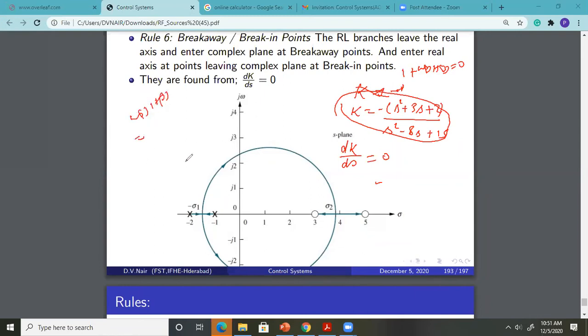Quickly, k, how many zeros are there? One is at 3, so it will be the factor s minus 3. Another is at 5, so it's s minus 5. And how many poles are there? One at minus 1, so it will be s plus 1. Another pole is at minus 2, so the factor will be s plus 2. So this is G(s)H(s). Put this in 1 plus G(s)H(s) and then rearrange terms. You will get k. Then take the derivative of k with respect to s and equate it to 0.